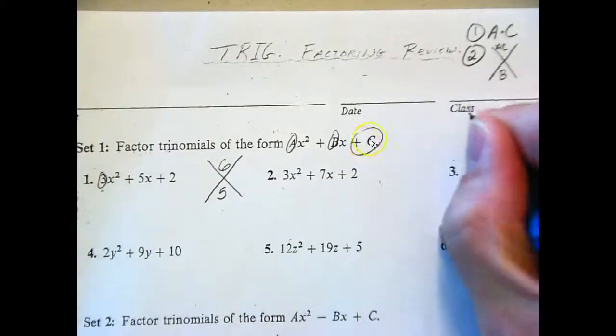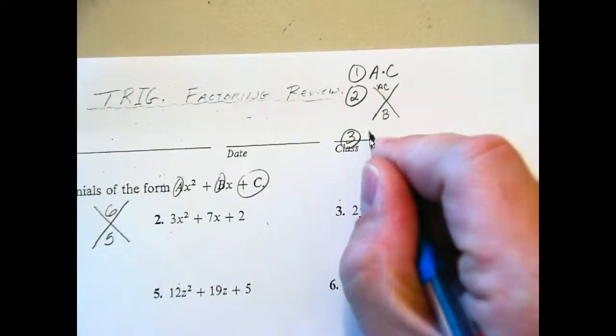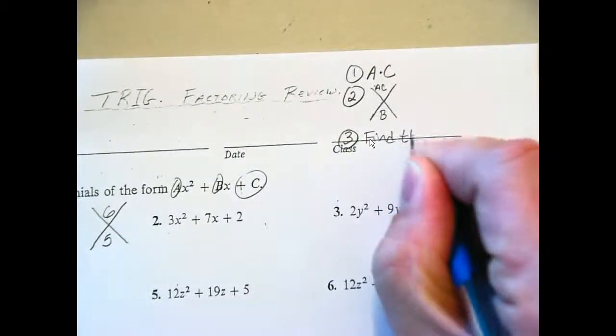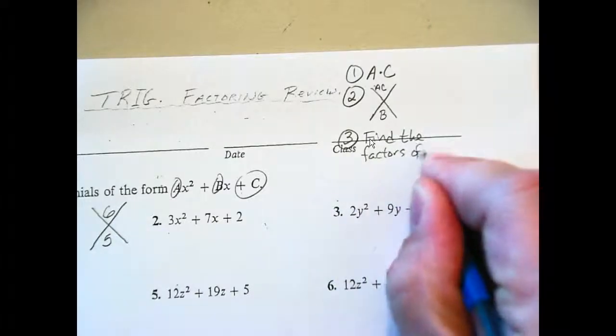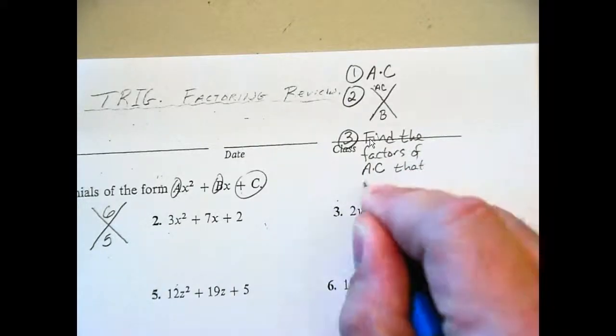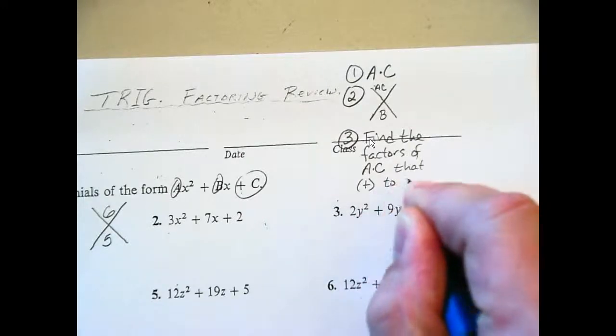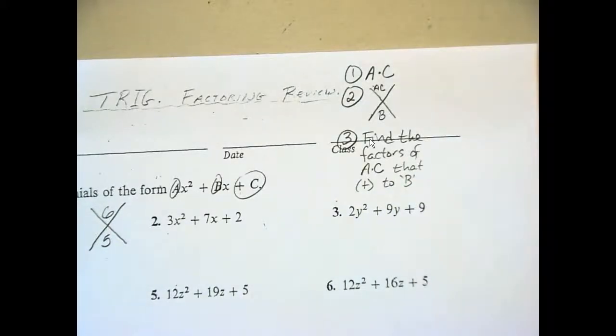So what you want to do for step 3, and if you're writing this out, I hope you're writing this on a separate sheet, is find the factors of A times C that add up to B. Okay? So factors, if you're like, I don't even know what a factor is, factors are things that multiply to make something. So A by C that add to B.